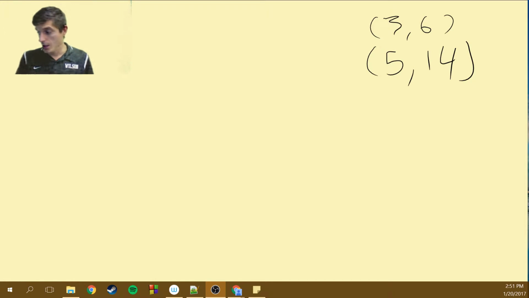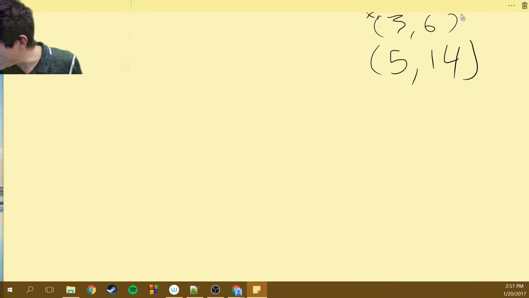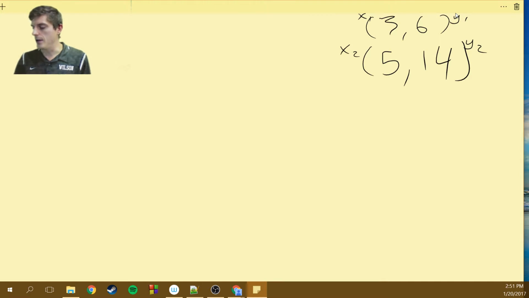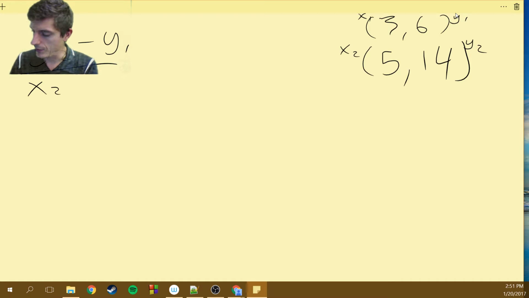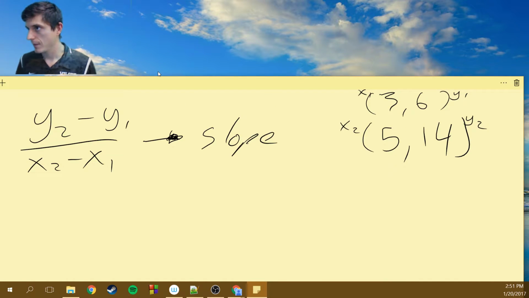Now we have to go to the drawing board and refresh ourselves with a little bit of math. Let's say I have 2 points like this. In this case, this 3 is my x1, this is my y1, this is my x2, and this is my y2. The way you find the slope of a line is y2 minus y1 over x2 minus x1, and that is going to give us our slope.